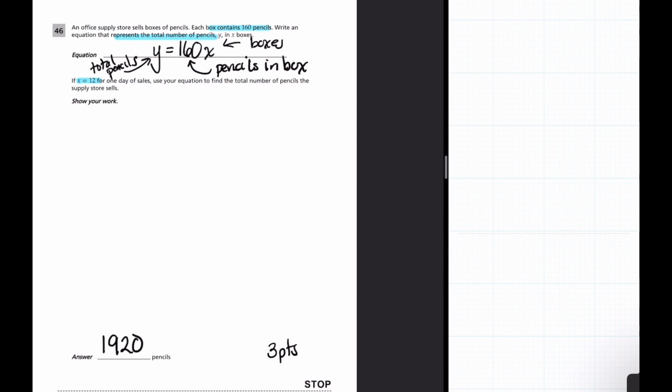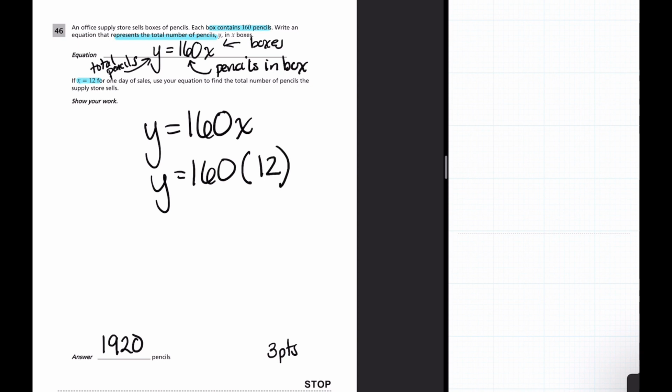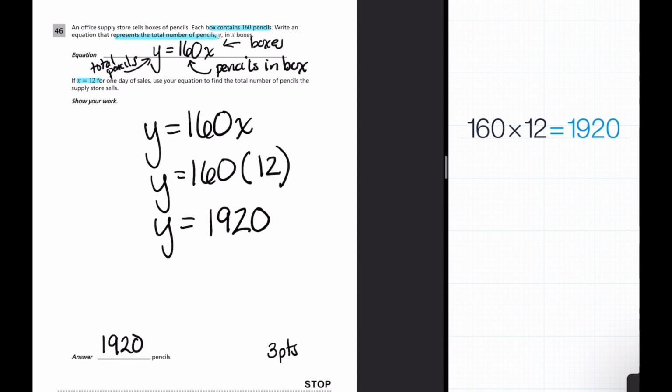So then the next part is, if x equals 12 for 1 day of sales, find the total number. So you would have to take y equals 160 times x, and you're going to substitute 12 for x. Put it in parentheses, or write 160 times 12. And that's how you would have gotten 1,920. So all those things, they want to be able to see the substitution. They want to see that you can actually follow through with it to get to a final answer. And you needed the equation. So that's it. Those are all the different parts.